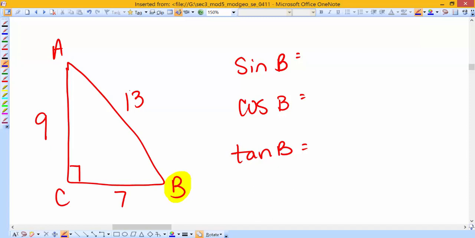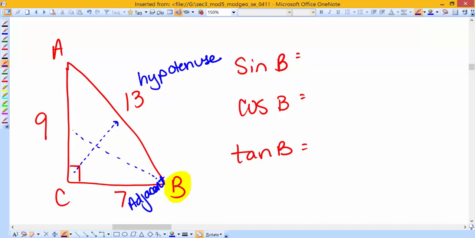Sometimes it's not easy to determine the longest side, especially when the numbers are very close. So hypotenuse is across from the right angle. Here's my hypotenuse. Now I'm going to look at adjacent. Adjacent is the side next to angle B, since that's the angle I'm looking for. 7 is right next to angle B. Here's my adjacent. And if I look across from B, 9 is across, so that's my opposite.